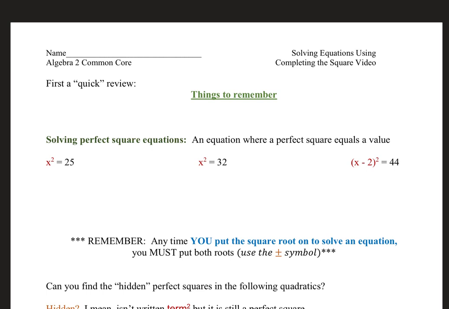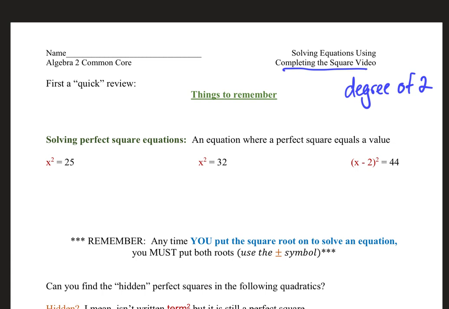All right, we're solving using completing the square. So we are going to be solving quadratics, meaning terms with a degree of 2. They have a degree of 2, and I'm going to be solving these with a process called completing the square. Now, there's some smaller things that you have to be able to do to be successful at it.